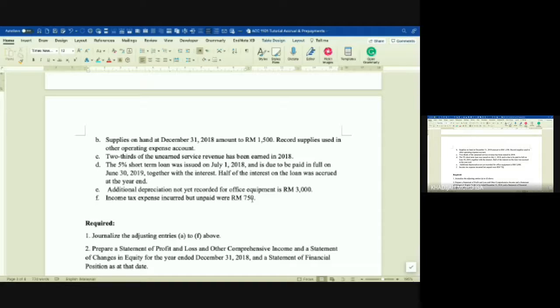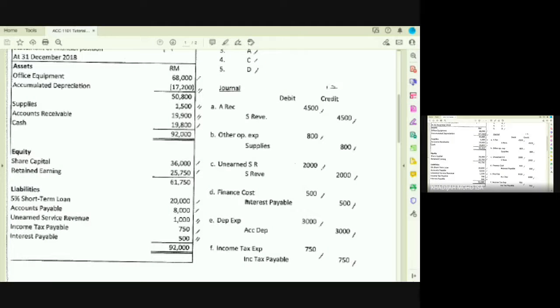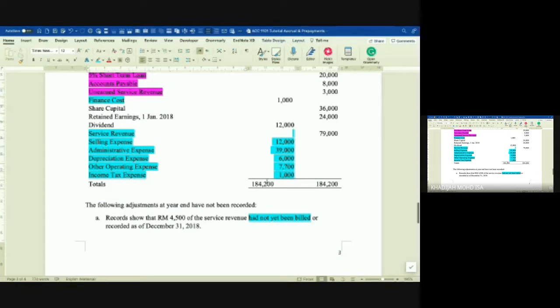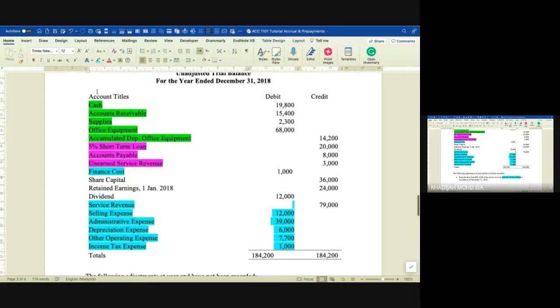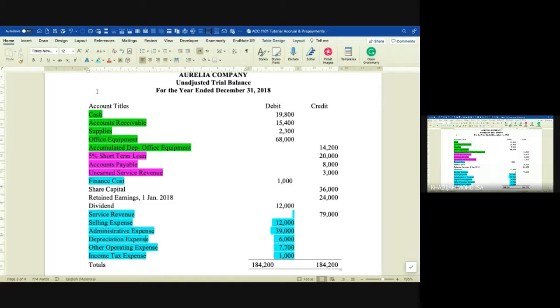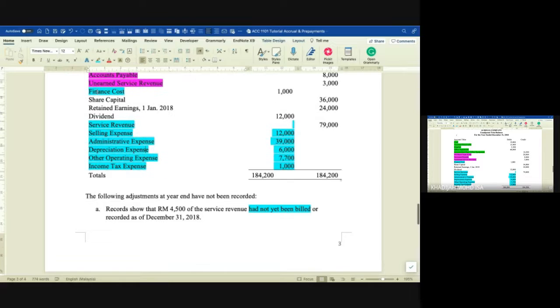So it means that you have the interest expense of 500, but this interest will be payable in June 2019. So you're going to record a finance cost of 500 and interest payable of 500. So how do you actually get that 500? The short-term loan is 20,000 times the 5% per annum times 6/12. Why 6/12? Because you only want to compute interest expense from the month July until December. So there are 6 months there, right? So you only recognize the interest for the half year period, which ends 31st of December.